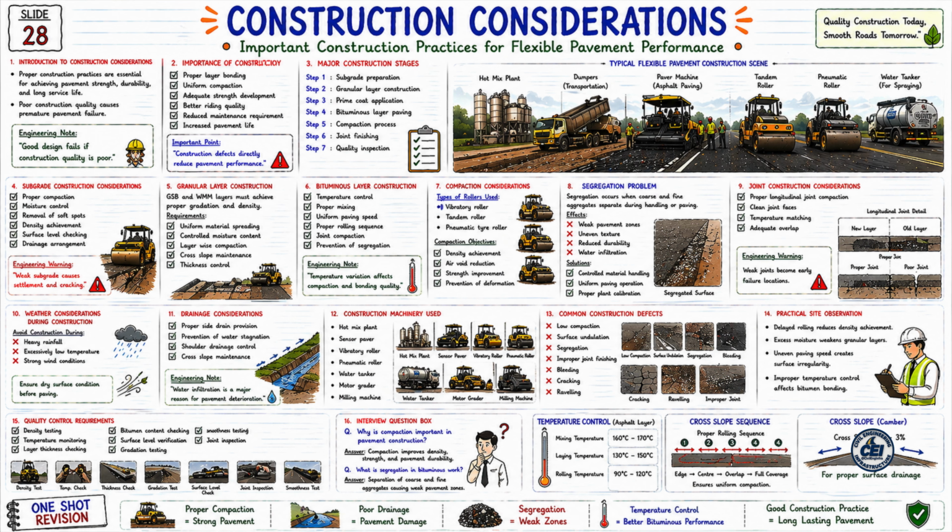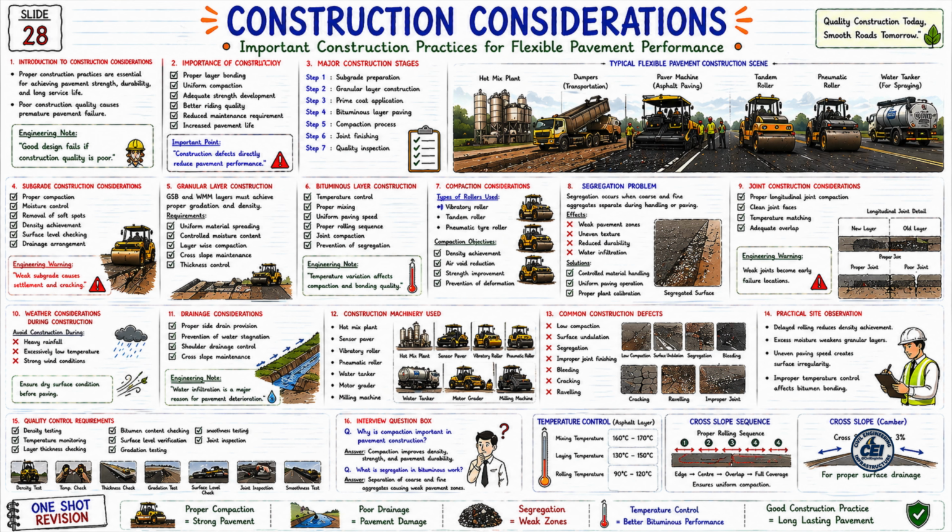Now let us look at the 11th topic. 11 Drainage considerations. Why is drainage important during construction? Proper side drain provision. Prevention of water stagnation. Shoulder drainage control. Cross slope maintenance. See the engineering note below. Water infiltration is a major reason for pavement deterioration. And poor drainage rapidly reduces pavement life.